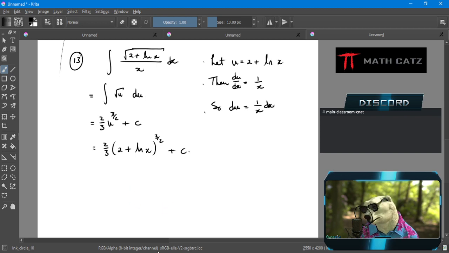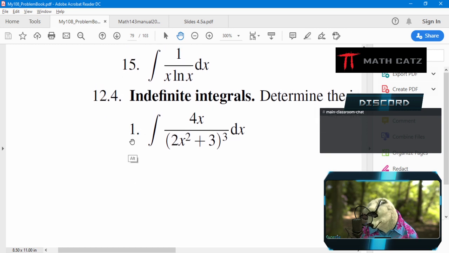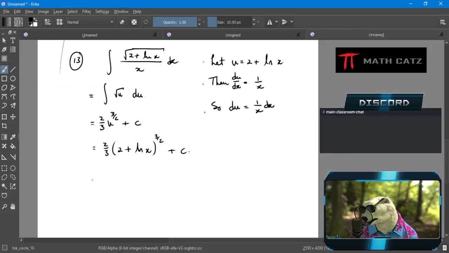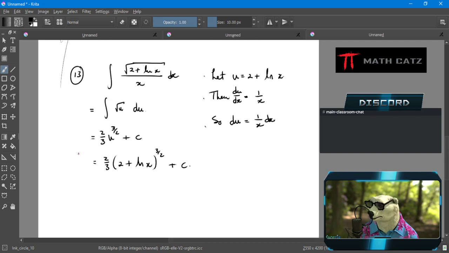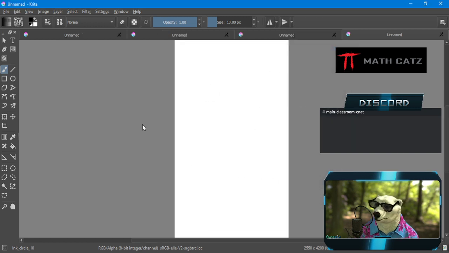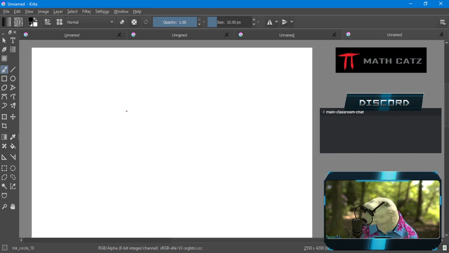We have time to do some more. 15 is nice. 1 over x log x. Seems like everything froze a little bit. There we go. 1 over x log x. I need to write better logs.